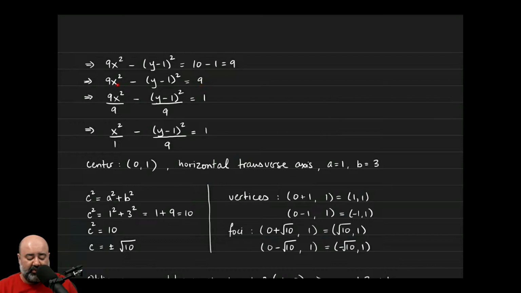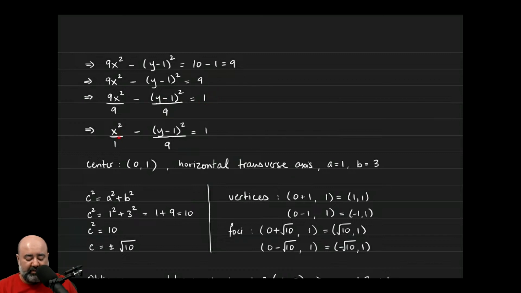So if we divide each term of this equation by 9, these two 9s are going to cancel, leaving behind just x squared, or x squared over 1. Here you're going to be left with (y minus 1) quantity squared, all over 9, equals 9 divided by 9, which would give us a 1. So this is the equation in standard form for a hyperbola.